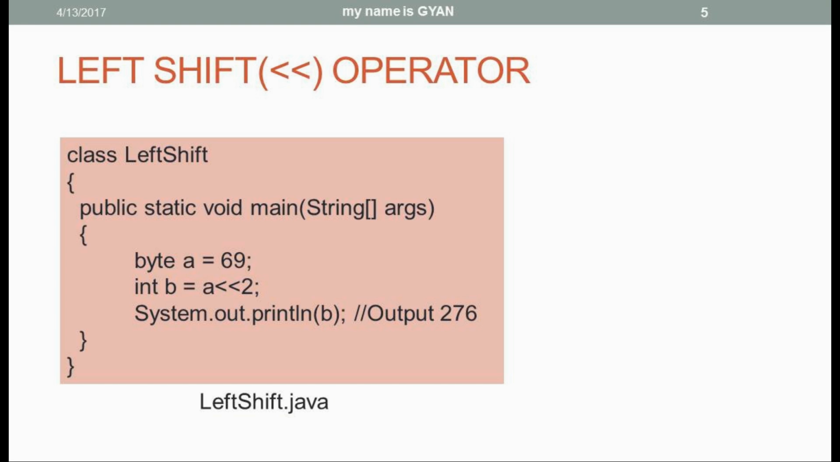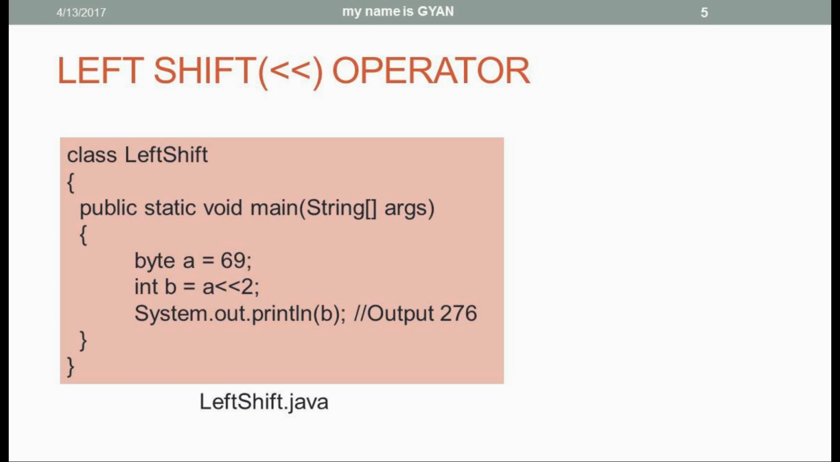In this program we have a byte variable a which contains 69 in it. And then we are shifting the byte variable a two places left. This operation results in an integer. And that integer value is going to be stored in the integer variable b. And finally we are printing the integer variable b.